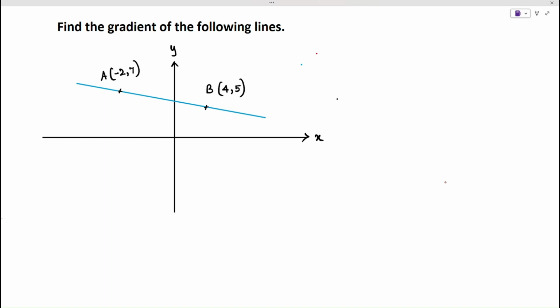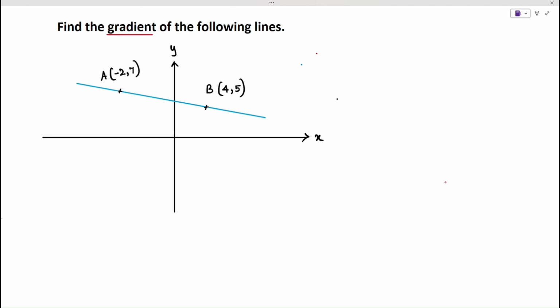In this video, we will be going over how to find the gradient of some given lines. This can be useful for both Key Stage 3 and for GCSE. So let's jump straight into our question. We're asked to find the gradient of the following line.